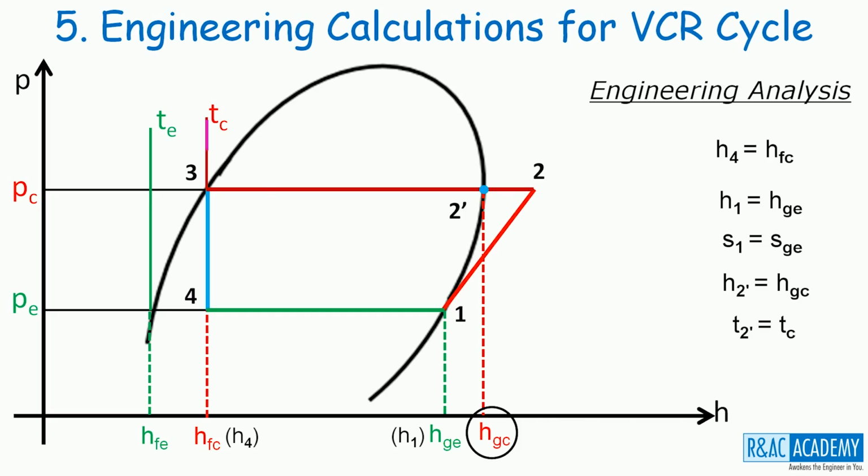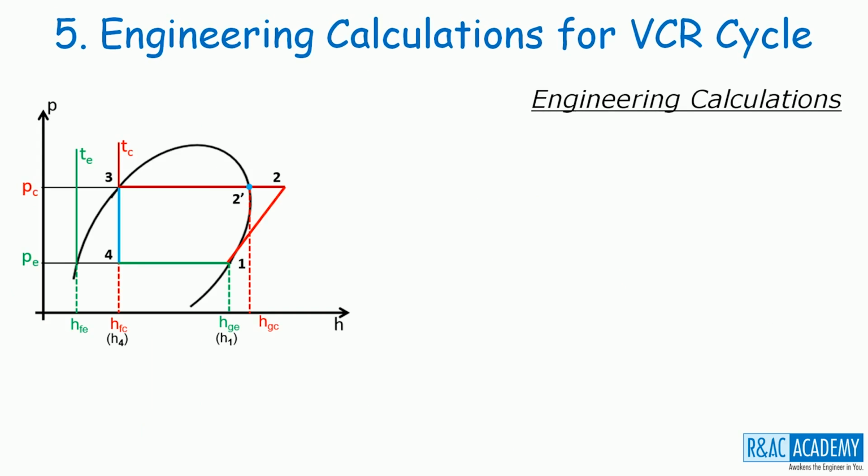Why? This is how the constant TC line will be. Until the 2' point, the temperature of the refrigerant will be TC. Beyond that, it will be greater than TC. And then we have S2' is equal to SGE. With the clarity we gain from the engineering analysis, let us now get on to the engineering calculations part by adopting suitable equations, formulae, etc.